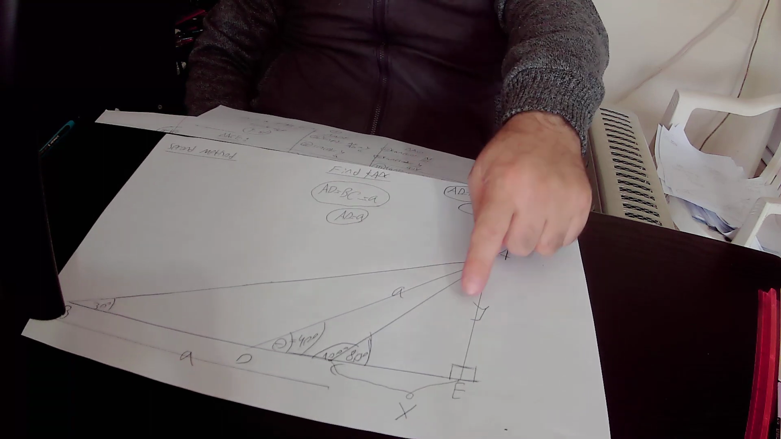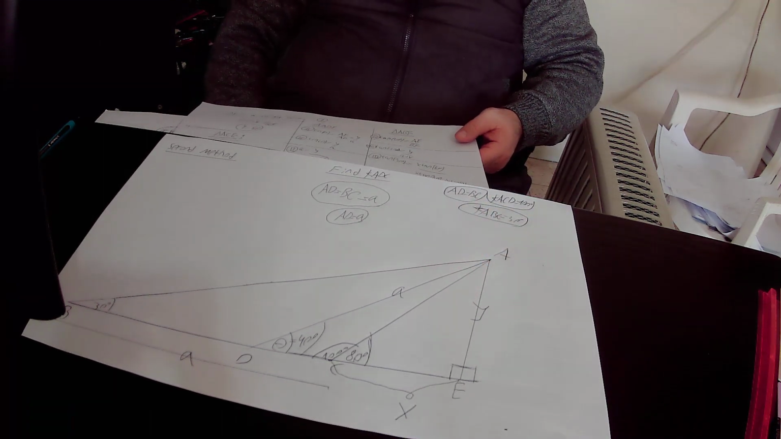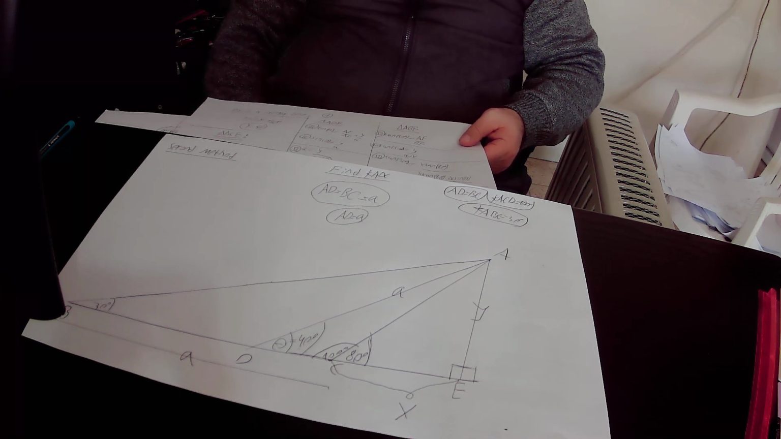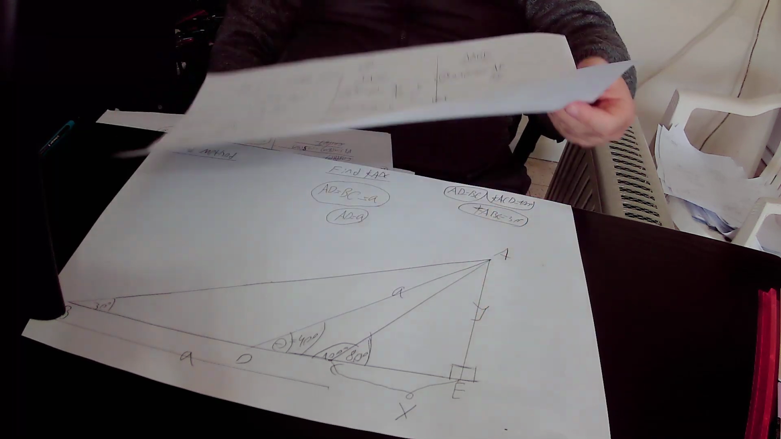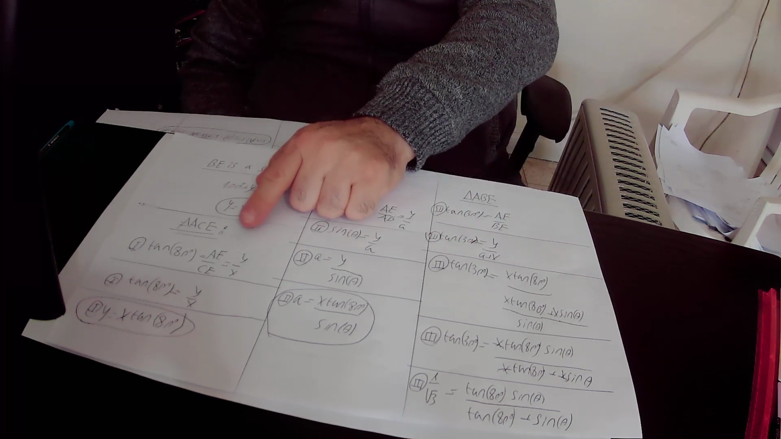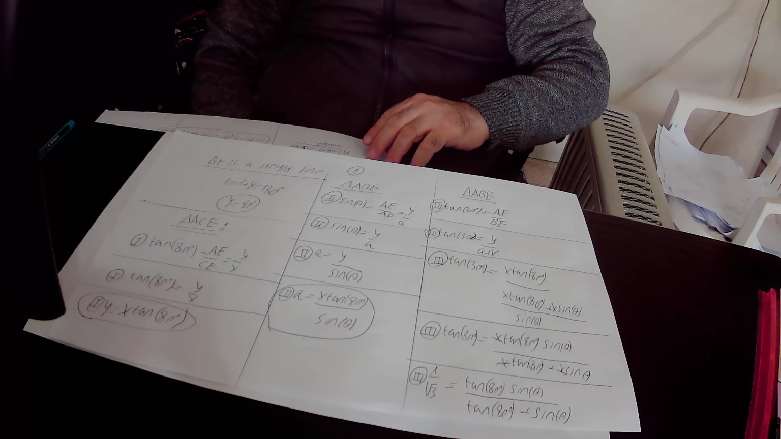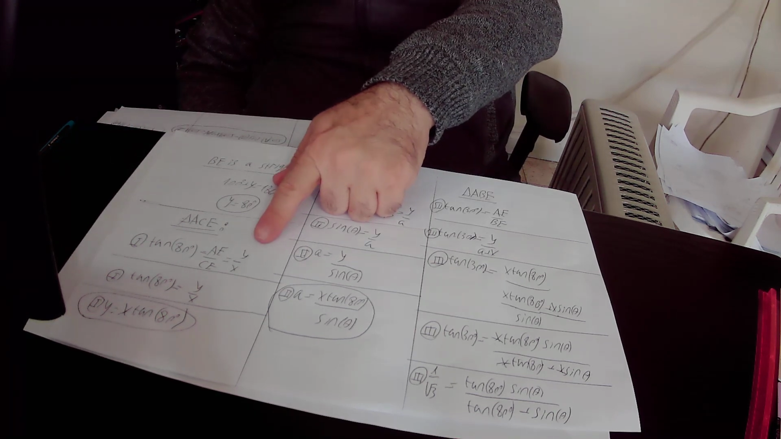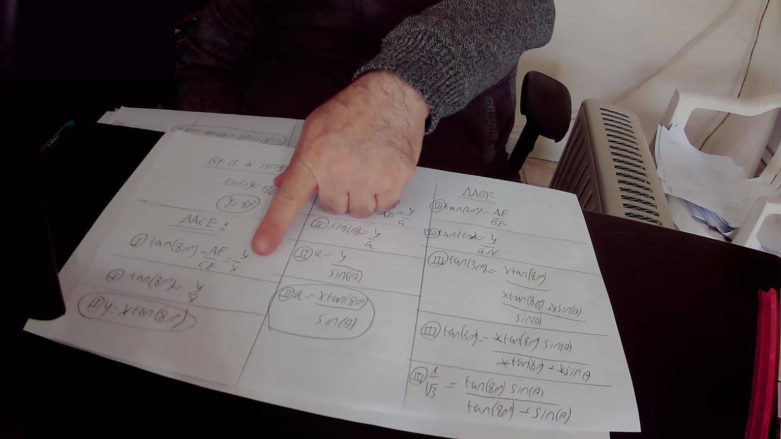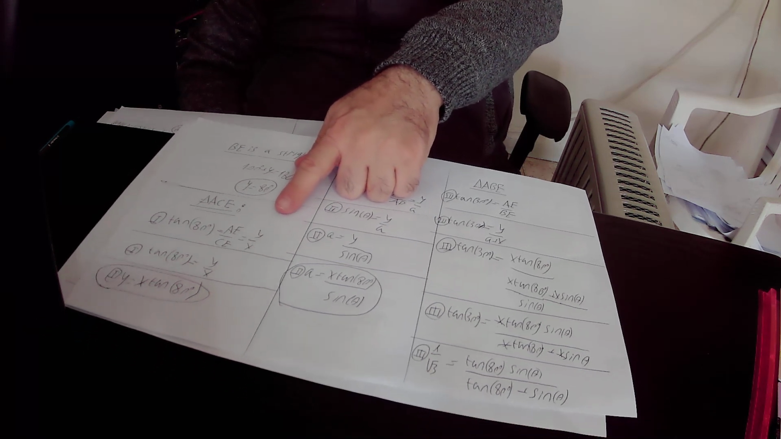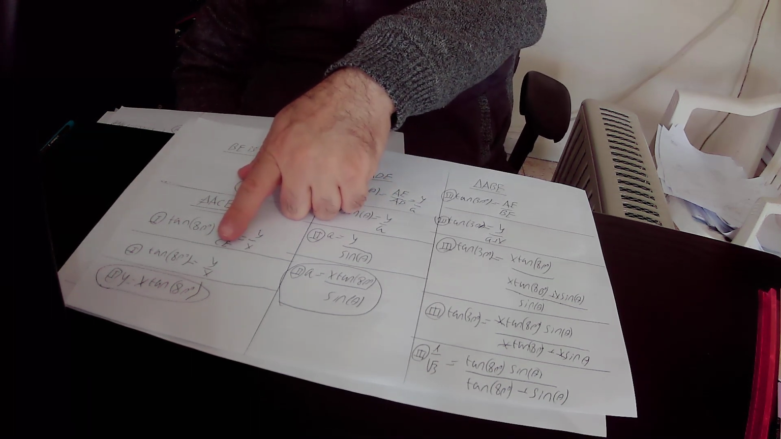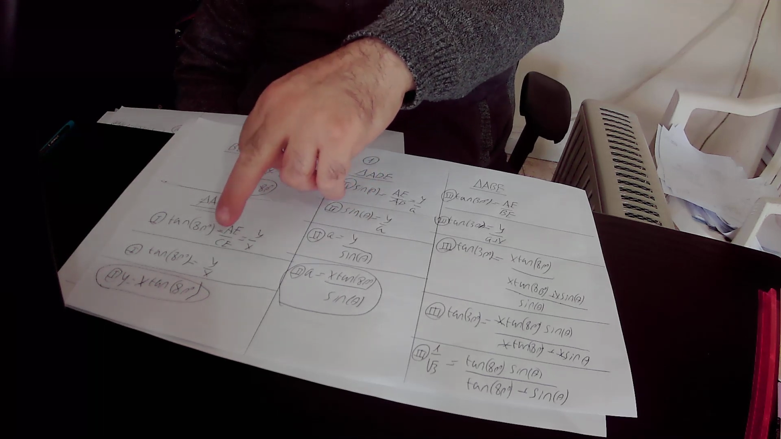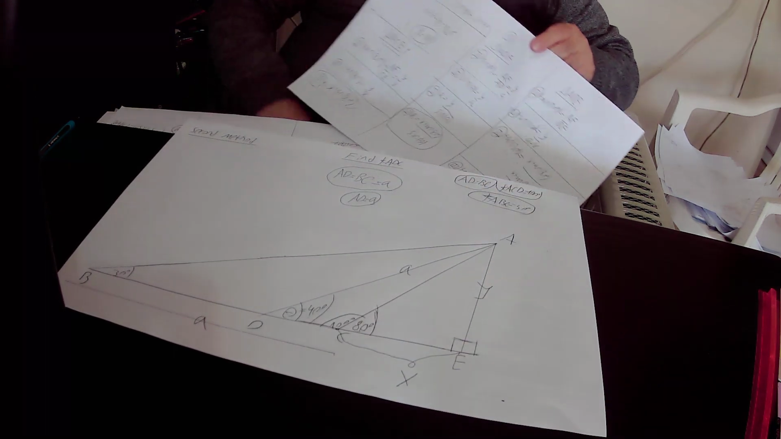Then we focused on the right triangle, triangle ACE. On the right triangle, triangle ACE, we know that tangent 80 degrees equals AE over CE. But AE equals y according to our definition, and CE equals x according to our definition also. So in conclusion, according to equation number 1, tangent 80 degrees equals y over x. Here we multiply equation number 1 by x, and we got that y equals x times tangent 80 degrees.